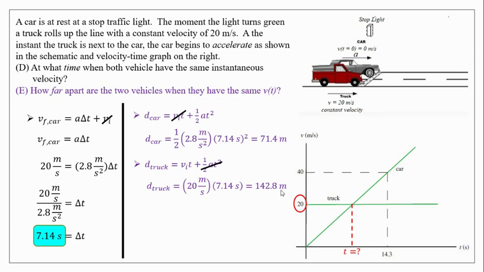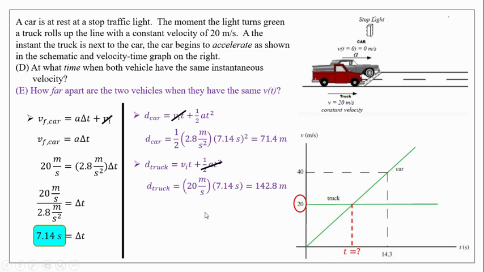So in this case, the truck has covered more distance in 7.14 seconds. That makes sense because it was already moving to begin with, while the car, it's just barely picking up speed. It's accelerating, so it's going to take a while for it to get faster and faster.